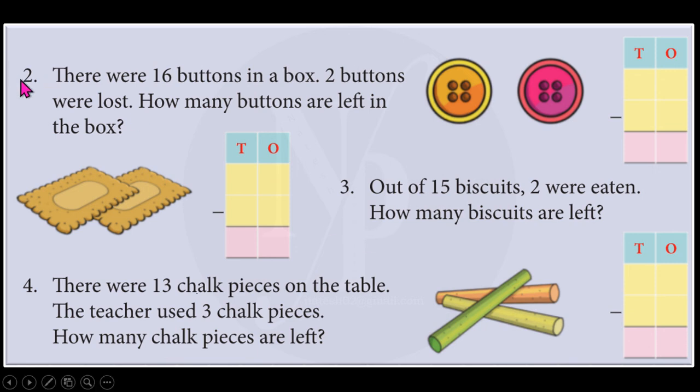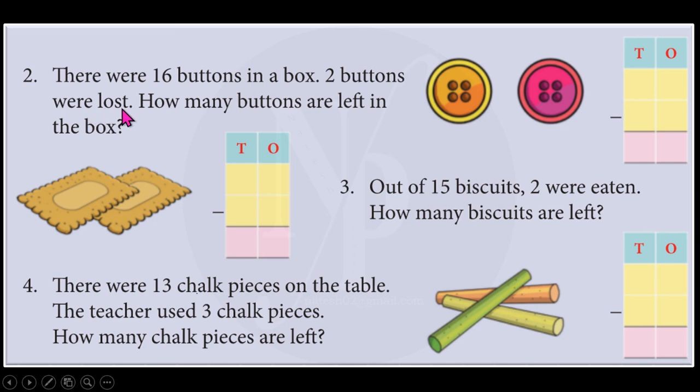Question numbers 2, 3 and 4 are story sums. Let us solve these one by one. Question number 2. There are 16 buttons in a box. 2 buttons were lost. How many buttons are left in the box? So there are 16 buttons in a box, children. Buttons are what we see on our shirts. So of the 16 buttons, 2 buttons get lost.